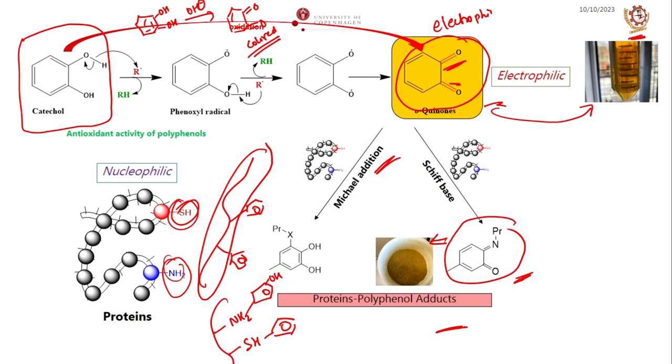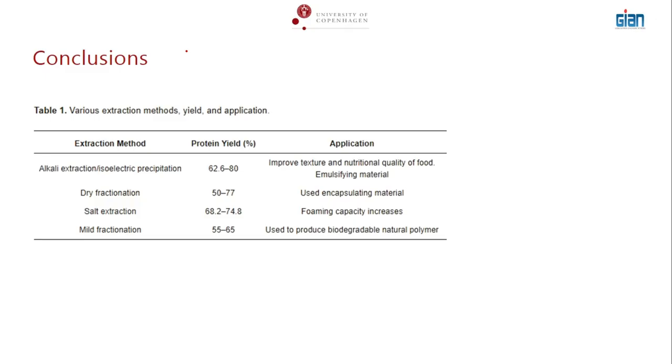If this reaction is done with only a small amount, say 1% polyphenol I'm taking, protein is a high molecular weight and polyphenol is small, a low molecular weight, but still there's a lot of polyphenols present. The reaction can happen easily. So, this is the problem with the alkali conditions.